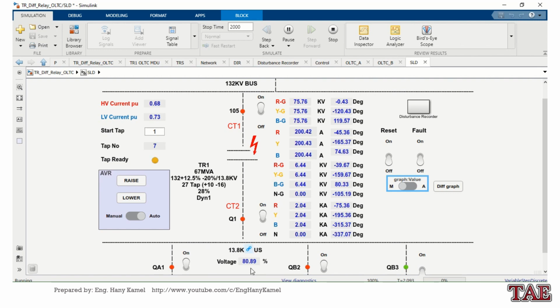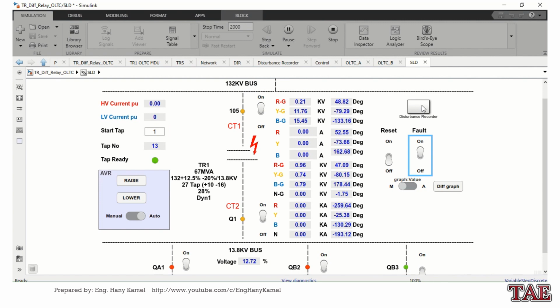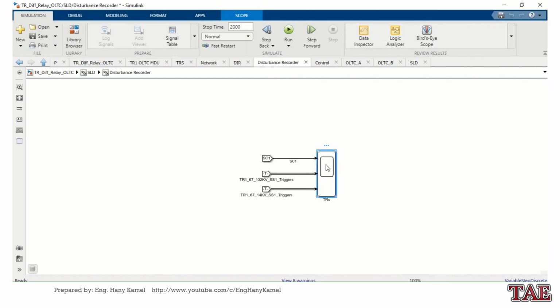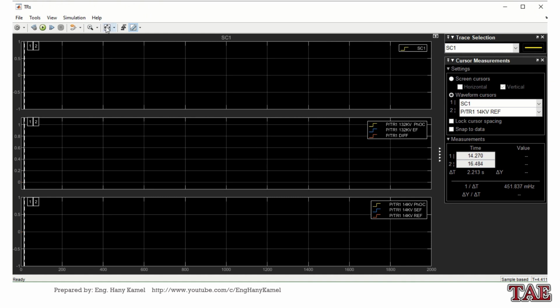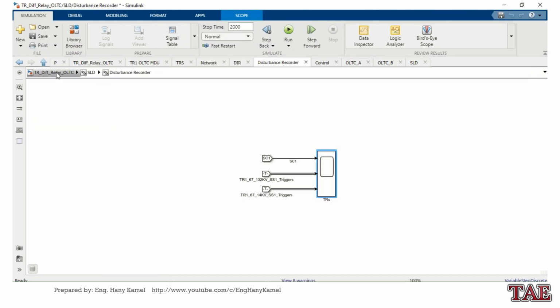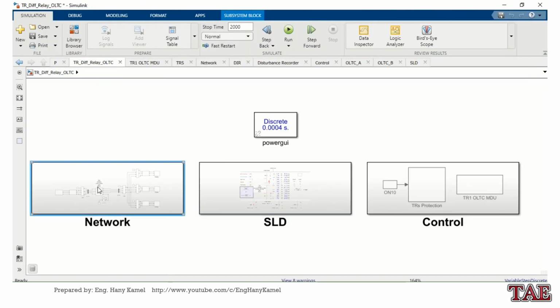Now the tap changer is working, or the AVR is working to regulate the bus voltage. I will make the phase to ground fault, so the transformer gives trip, or the protection gives trip. You can see the disturbance recorder. We can see the differential protection because it's an internal fault in the differential zone.